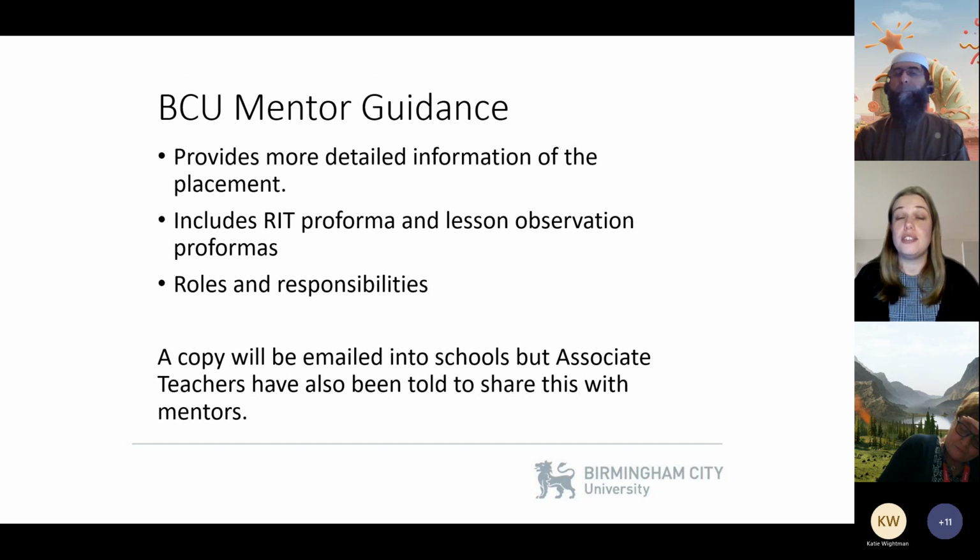There is BCU mentor guidance. This is available through our primary partnership website. Associate teachers will also share it with you. It includes all of the proformas, all of the lesson observation proformas, the rapid improvement target proforma. So all of the information is there. As I said, it will also be emailed to you and is available through the website.